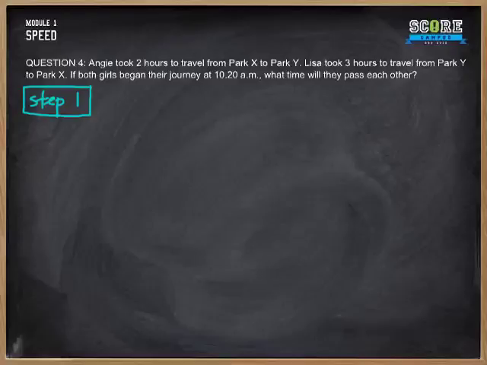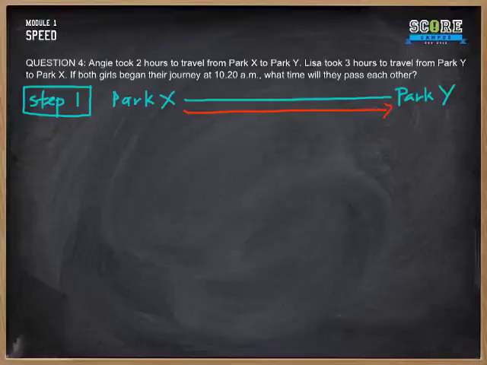Step 1, let's begin by drawing the timeline. Once again, Park X to Park Y. Angie moves in one direction, from X to Y, and she takes 2 hours. That's Angie, 2 hours. Angie in red.